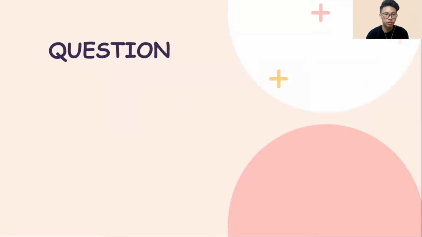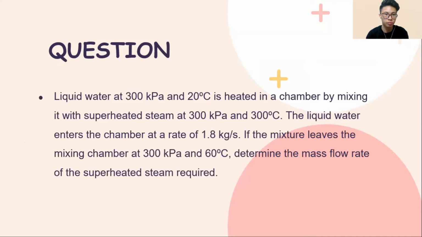Alright, so after hearing the explanation from Khairina, let's do some tutorial questions on mixing chamber. It's given that liquid water at 300 kPa and 20 degrees Celsius is heated in a chamber by mixing it with superheated steam at 300 kPa and 300 degrees Celsius. The liquid water enters the chamber at a rate of 1.8 kg per second. If the mixture leaves the mixing chamber at 300 kPa and 60 degrees Celsius, determine the mass flow rate of the superheated steam required.